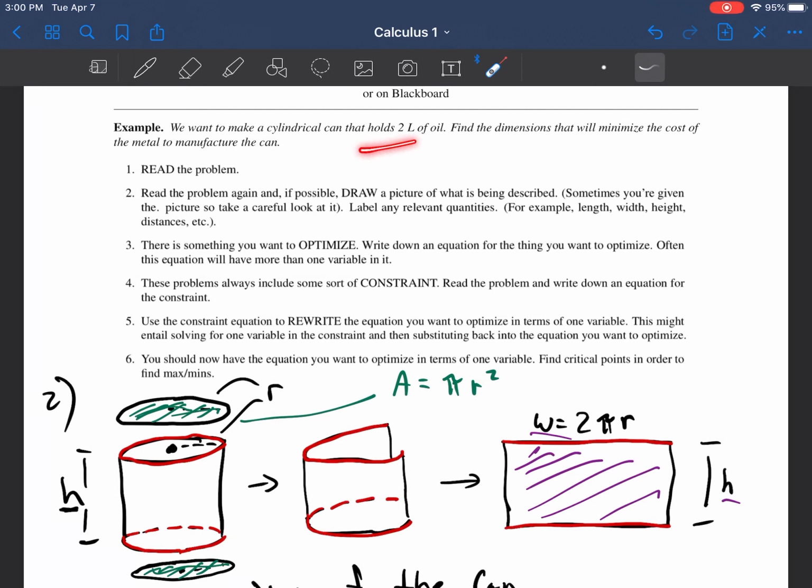So that gives us a constraint. That makes it so that we can't just make the smallest can possible. It still needs to be able to hold 2 liters of oil. So that's going to give us our constraint, and we're going to write it down on the next page here.